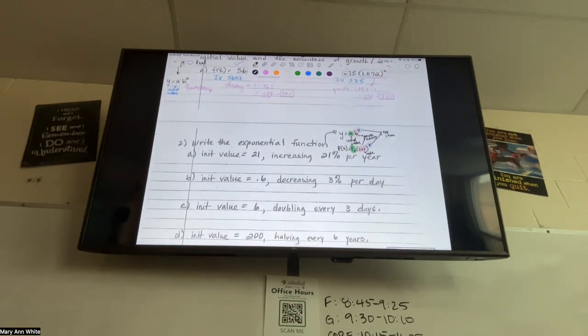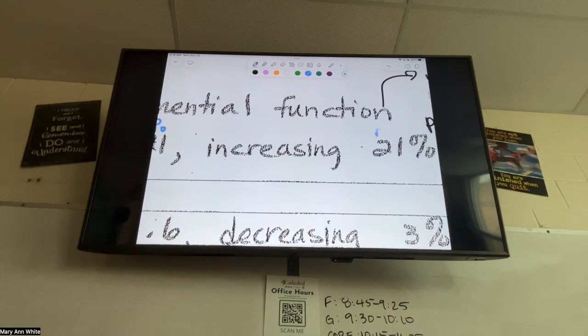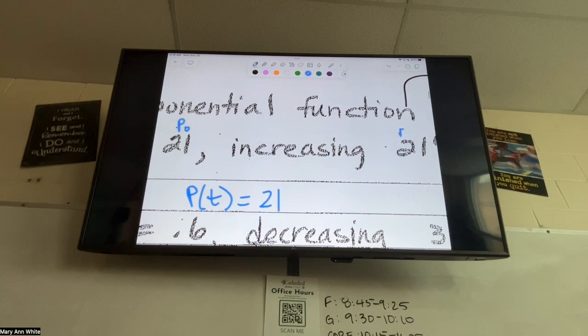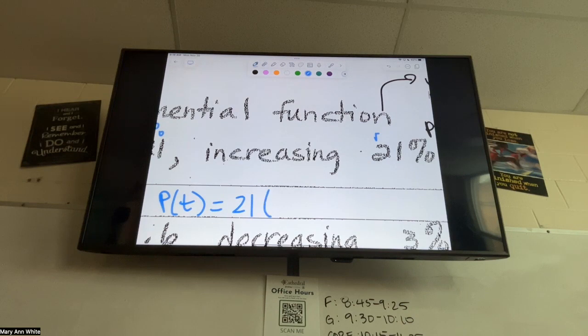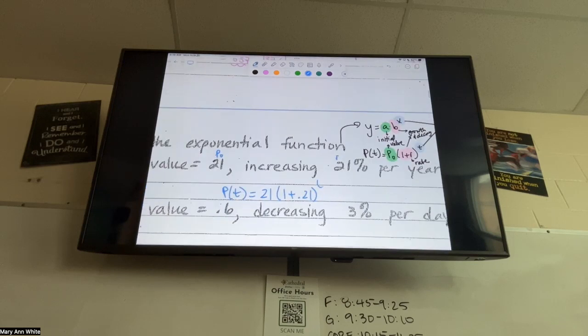Okay. So letter A says my initial value is 21. We're increasing at 21% per year. Okay. So I'm going to put that in my equation. This initial value is P sub 0. And then I'm increasing at 21%. That's my rate. So we'll say P of T equals 21 times 1 plus, when we make that 21% into a decimal, what is that? 0.21, good. And it says per year, so we'll raise it to the T.